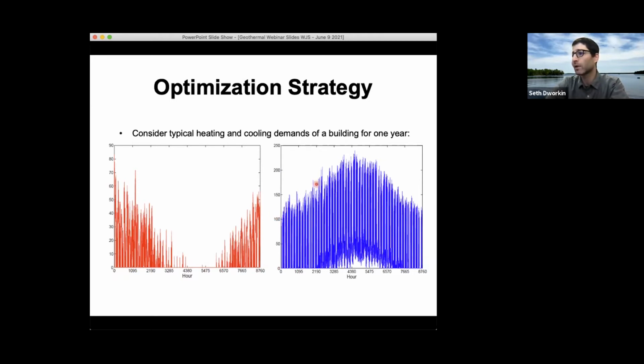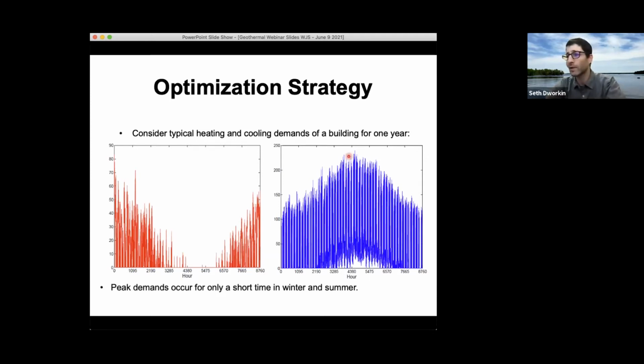The cooling graph can look very different. In this particular building, there was, I believe, a server room which needed cooling all year round, but it peaks in the summer. So this is what you might get from monitoring building needs, or more directly from building energy simulation, where you simulate the needs of a building. And so you can see that peak demands up here only occur for a very short time in winter and a very short time in summer.